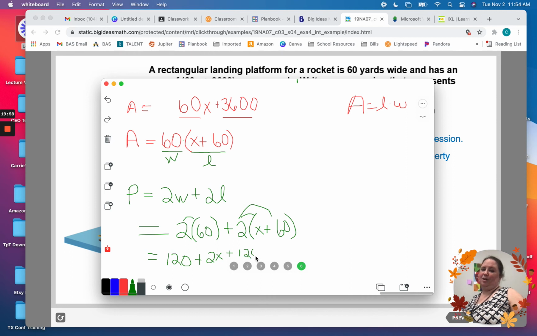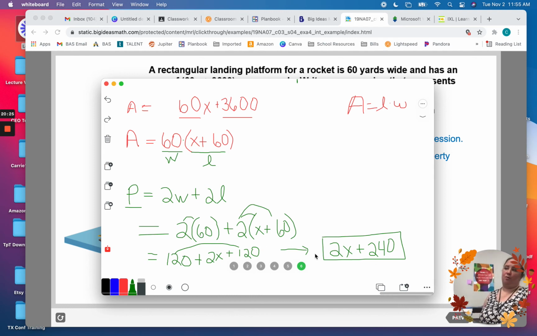All right, are there any other like terms? Yes. We have the 120 and the 120, right? So I'm just gonna rewrite 2x. What's 120 plus 120? 240. Do I now have an expression that stands for perimeter? Yes, because this was perimeter, remember? Okay, so P equals 2x plus 240.